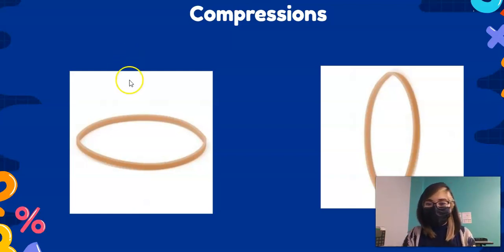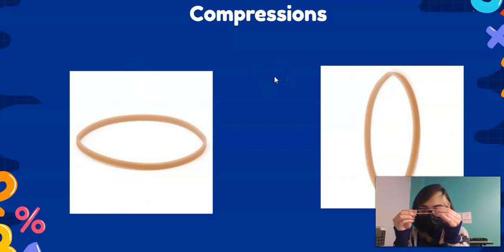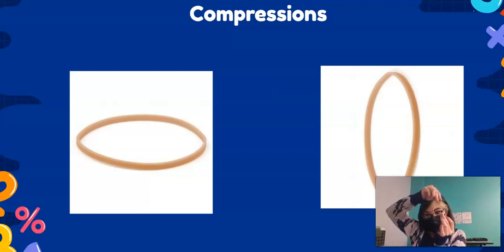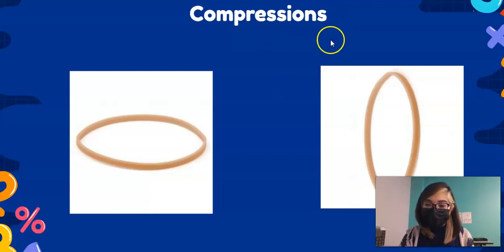So I realize I didn't label these, but just think of it as a rubber band. Horizontal compressions make my graph narrower. Vertical compressions make my graph wider. And we'll practice this more in class.